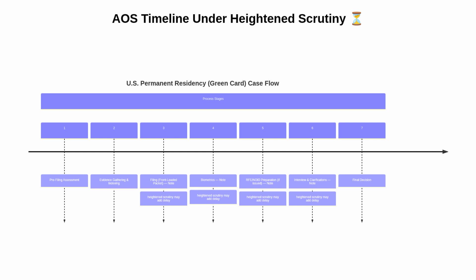This timeline shows typical adjustment of status stages under heightened scrutiny: a pre-filing assessment, intensive evidence gathering and indexing, filing a front-loaded packet, biometrics, preparation for potential RFEs or NOIDs, the interview and clarifications, and the final decision. Delays are most likely from filing through interview, where the negative factor can trigger closer review and additional requests.